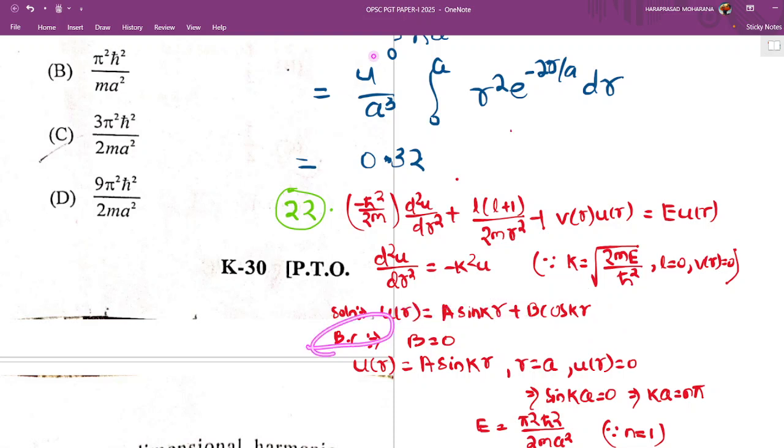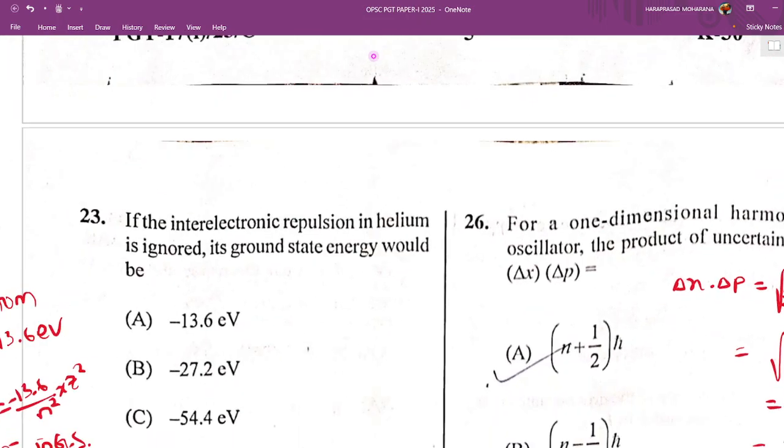Now put the boundary conditions. If you apply the boundary condition to the above solution, you get b is equal to 0. So u(r) is equal to a sin kr. When r is equal to a, u(r) is equal to 0, so sin ka is equal to 0. Comparing both sides, you get k is equal to n pi by a. So E will be pi square h cross square divided by 2m a square for n is equal to 1. I have mentioned it here. I think this question is clear to all of you.